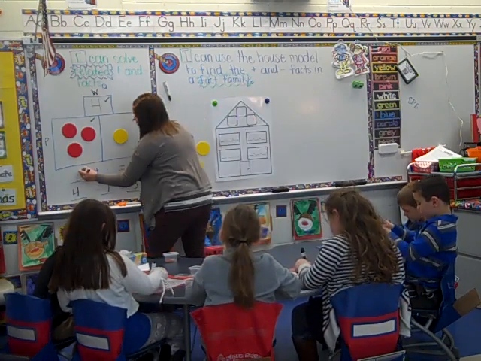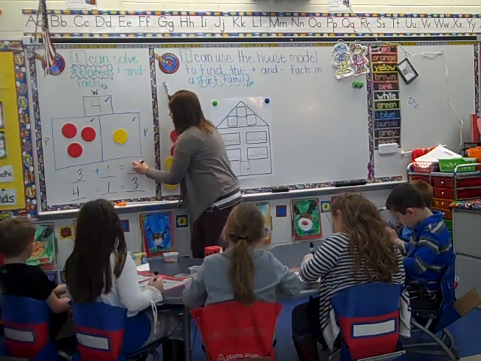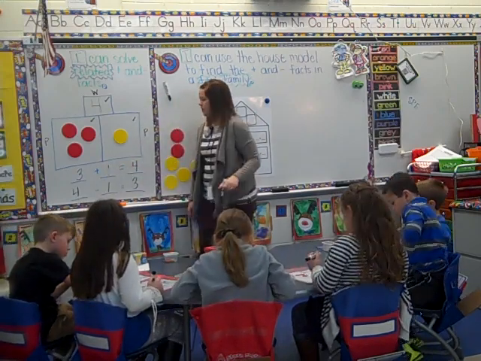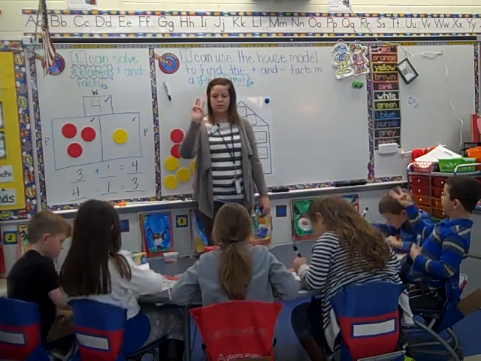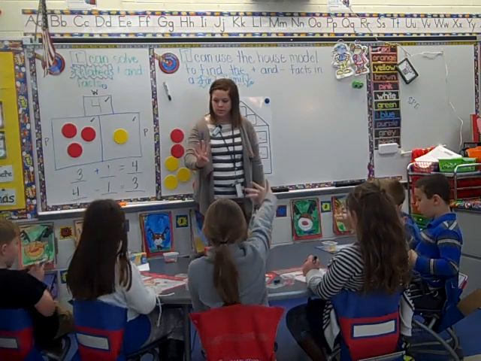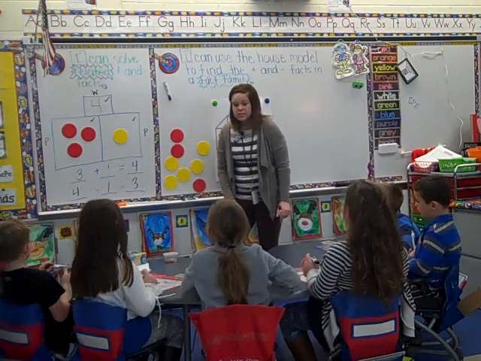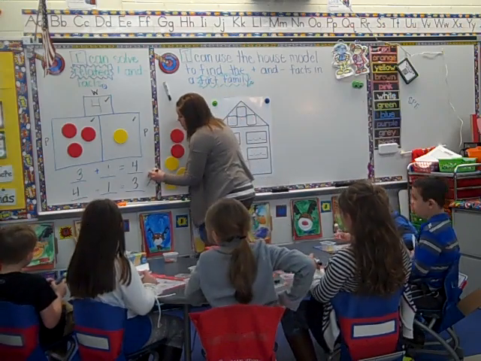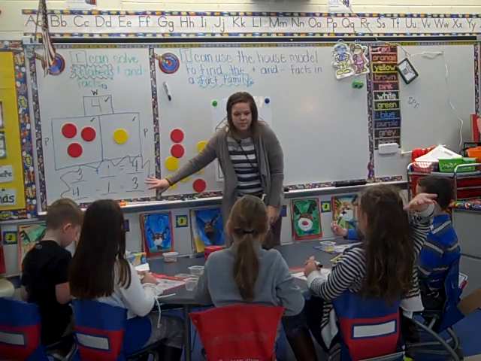3 plus 1 equals 4. All right, let's check Miss Chloe's work. Get your fingers ready. 3 plus 1 equals 4. Good. Let's see. Did she use the same 3 numbers? Yes. So since she used the same 3 numbers as Manny did, what do we call these facts?